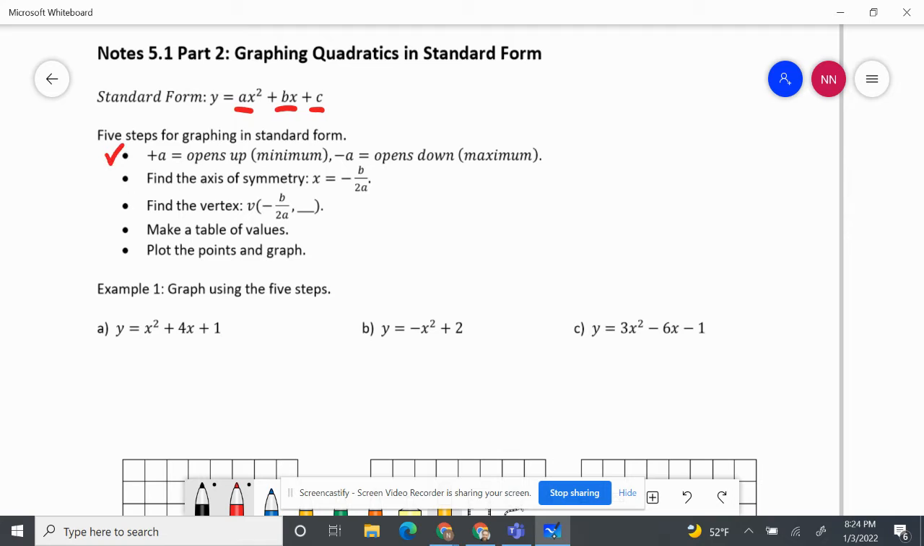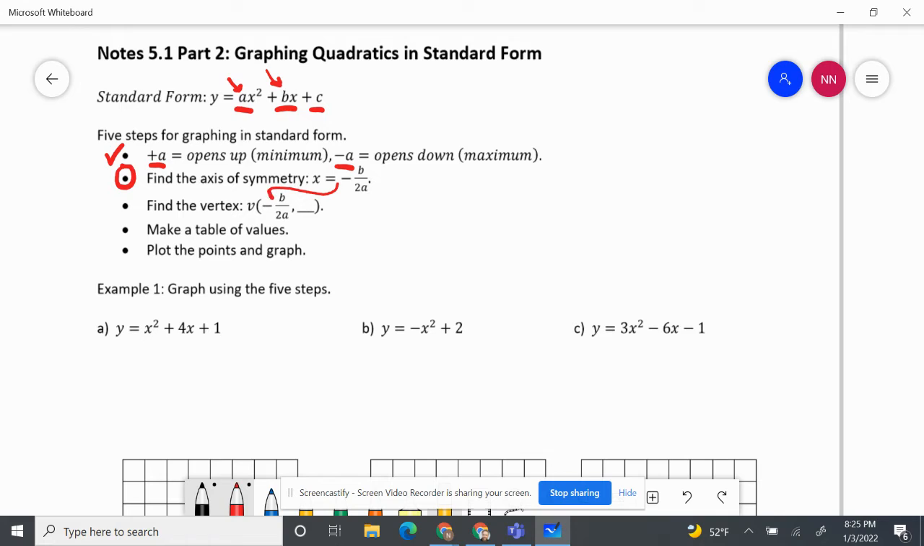Our first step, positive a opens up, negative a opens down. This is the one that deviates from the other ones. Since it's not in vertex form, we don't have a nice vertex. What we have to do is find the axis of symmetry using the formula x equals negative b over 2a. So we take whatever our b value is, the opposite of it, divided by 2 times our a value.